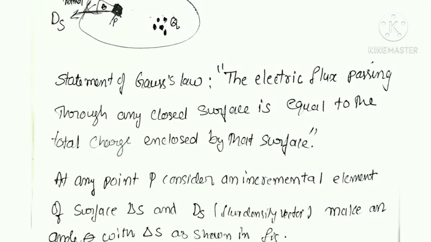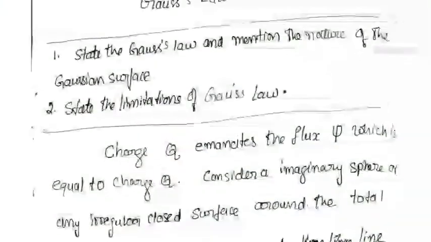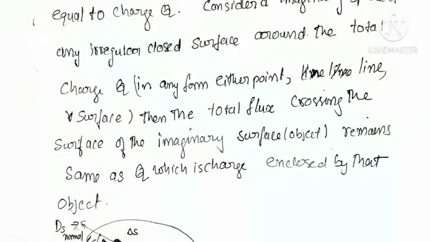Here the statement is like this: the electric flux passing through any closed surface is equal to the total charge enclosed by that surface. So let us derive a small expression for this.